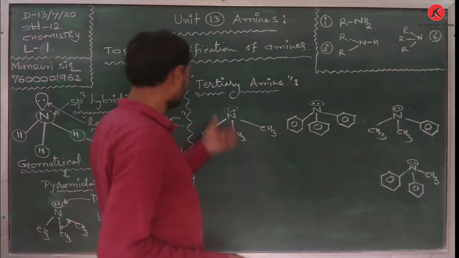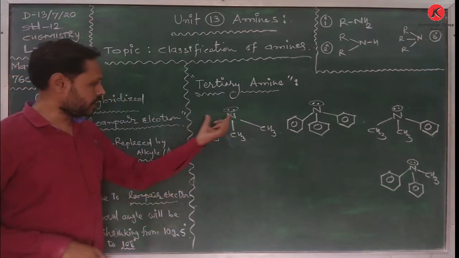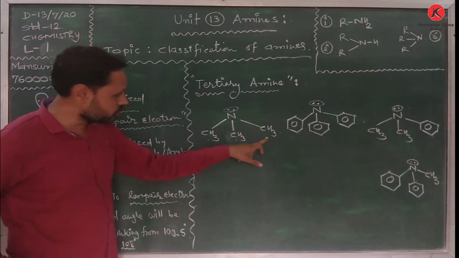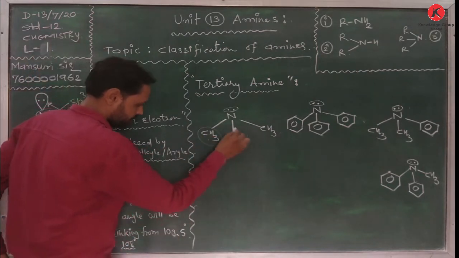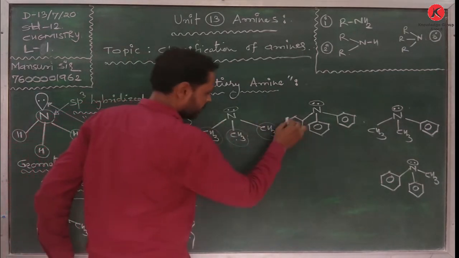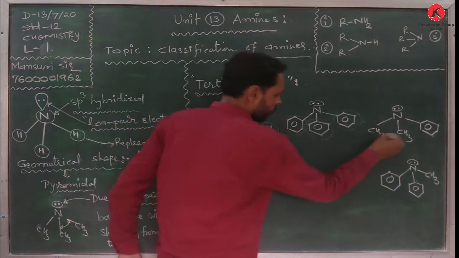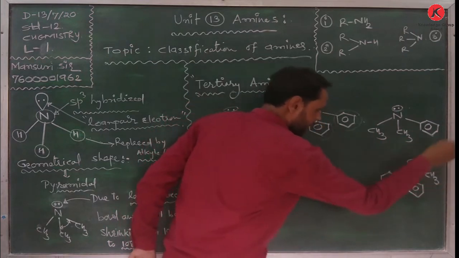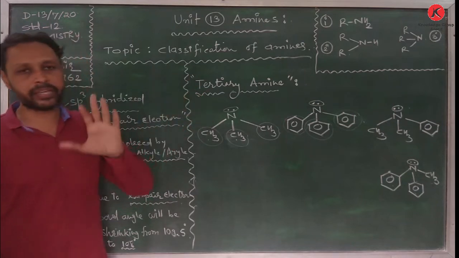Now students, we will discuss tertiary amine. In ammonia, 3 hydrogens are there. These 3 hydrogens can be replaced by 3 alkyl groups or 3 aryl groups, or in other words 2 alkyl and 1 aryl, and thereafter 2 aryl and 1 alkyl group. In these 4 cases we can obtain tertiary amine.